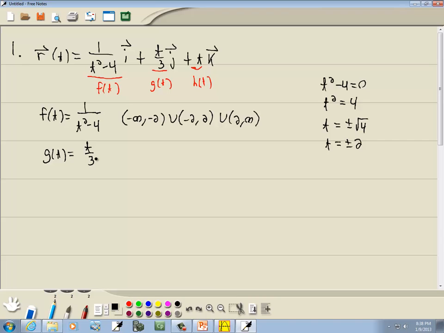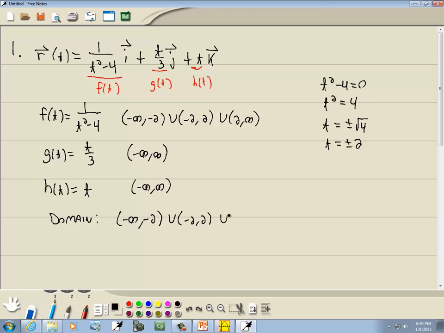Now the domain for t over 3. For a fraction, you set the denominator equal to 0, but we don't have a variable in the denominator. So the domain here is just negative infinity to positive infinity. And our h of t is equal to t, which is negative infinity to positive infinity. Now our domain is the intersection of all three of these. Well, the intersection is this right here: negative infinity to negative 2, union, negative 2 to 2, union, 2 to positive infinity.